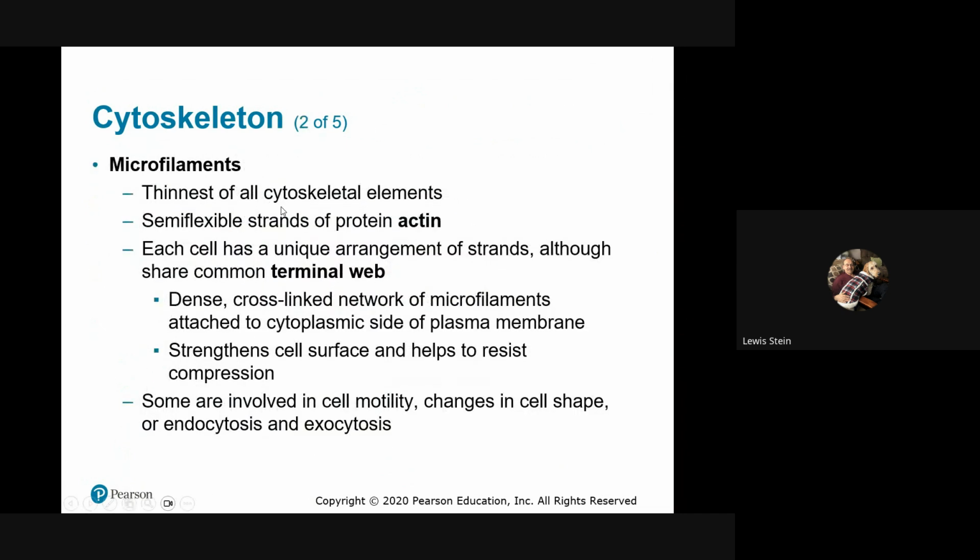So here are the filaments, thinnest of all. Microfilaments are the thinnest. Tubules by diameter are the thickest, or have the greatest diameter. The intermediate filaments are a bit different, but they're in between, hence the name intermediate. So the protein is actin. They're underpinnings that have a little bit of an impact on the surface of the cell and the shape. Cross-linked networks attached to the cytoplasmic side. Motility, that's being able to do amoeboid motion. Endocytosis and exocytosis, they're extraordinarily important.